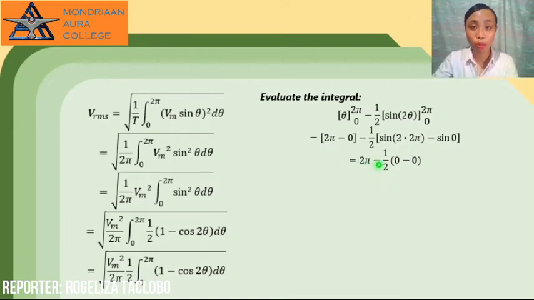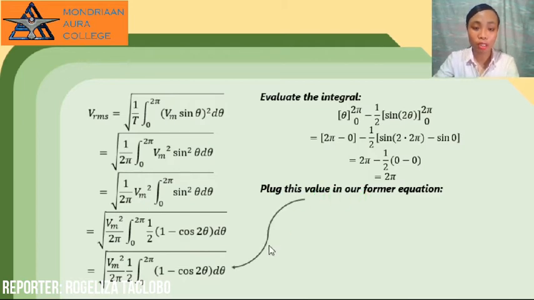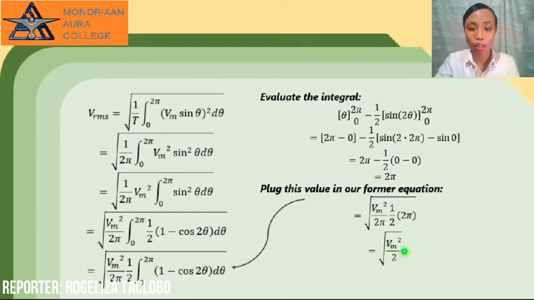That's 2 pi minus 1/2 times 0 minus 0. So, cancel na to. Dahil anything times 0 is 0. Ang natira na lang ay 2 pi. So, let's plug this value in our former equation, which is ito. That will be the square root of Vm squared over 2 pi times 1/2 times 2 pi. So, cancel na tong 2 pi. Ang matitira na lang ay square root of Vm squared over 2.